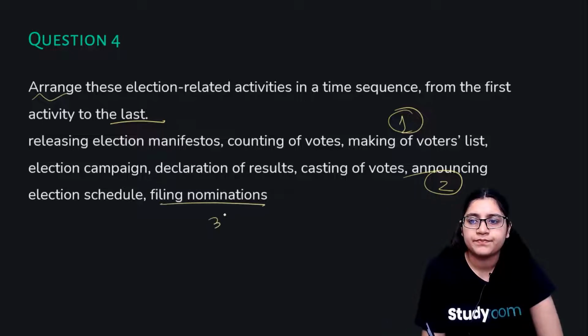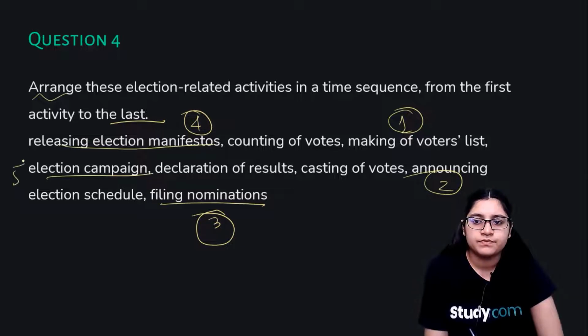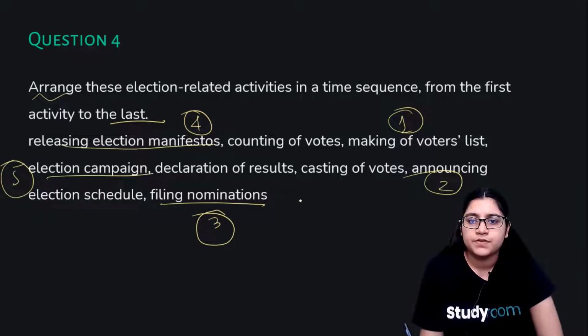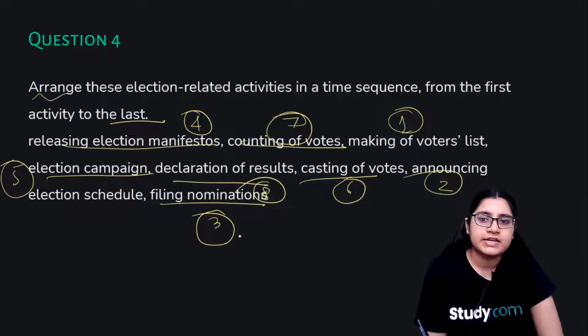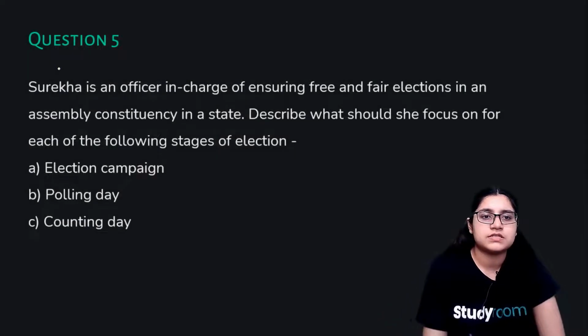Alright. Fourth one is releasing election manifestos. Fifth one is election campaign. Sixth one is casting of votes. Alright. Now seventh one is counting of votes. Alright. And eighth one is declaration of results. Alright. So now this is the next question.